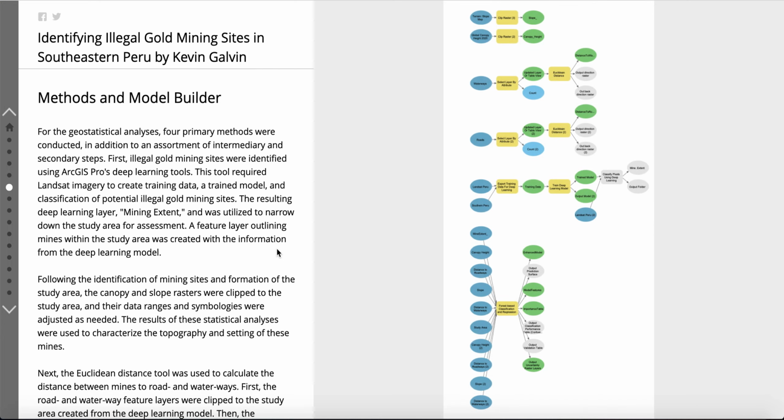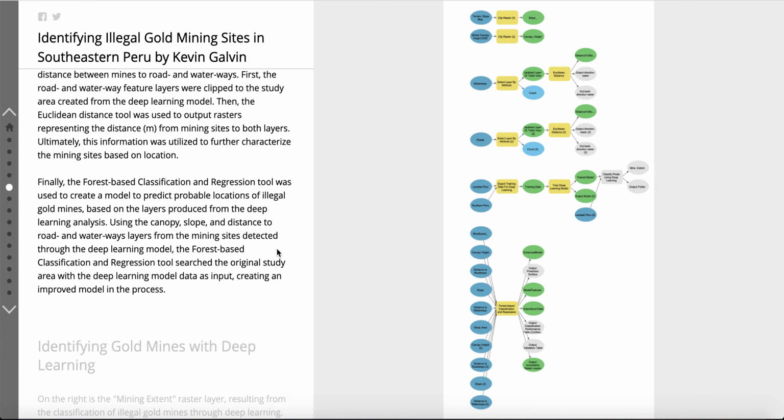For the geostatistical analysis, I utilized the Euclidean distance tool to calculate the distance between road and waterways. I used a deep learning model to train data, create a trained model, and classify mines using the produced model and Landsat imagery. Finally, I used the forest-based classification and regression tool to enhance my deep learning model.